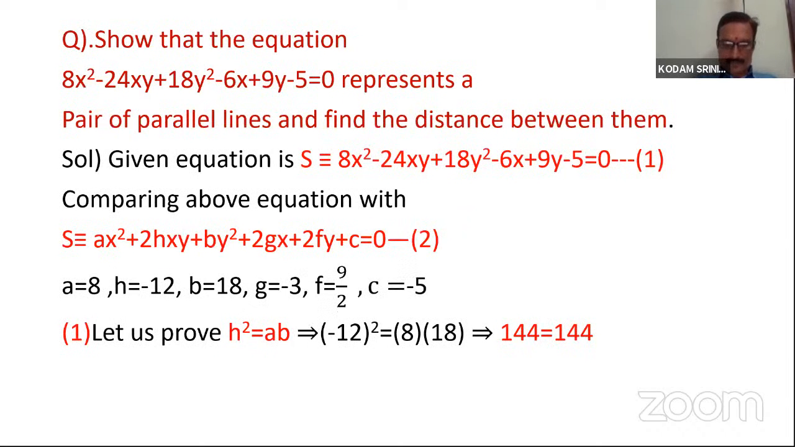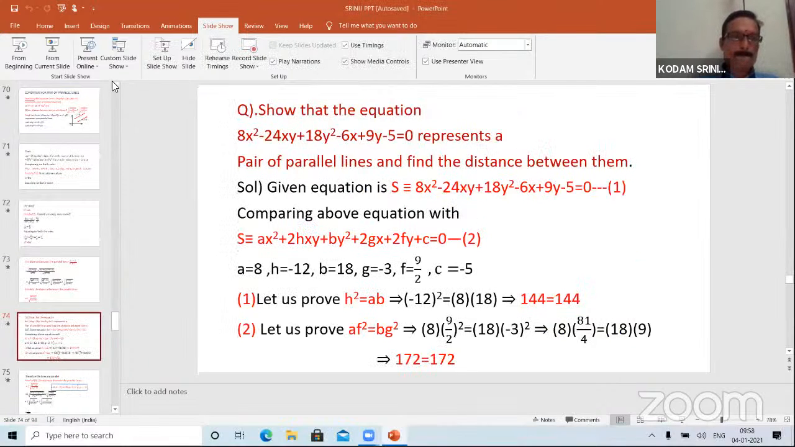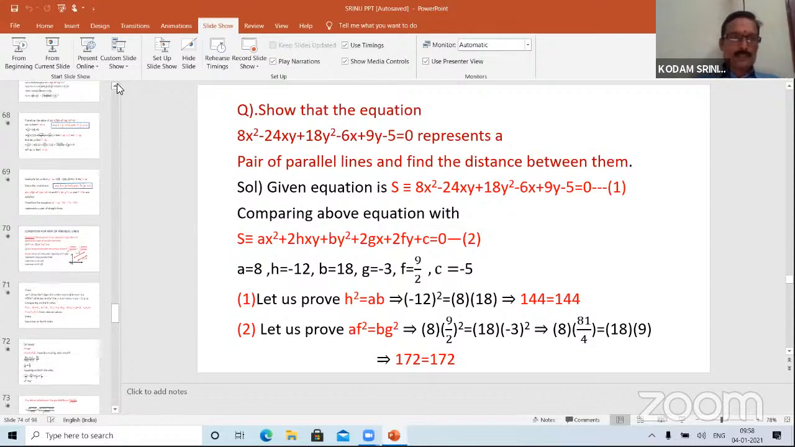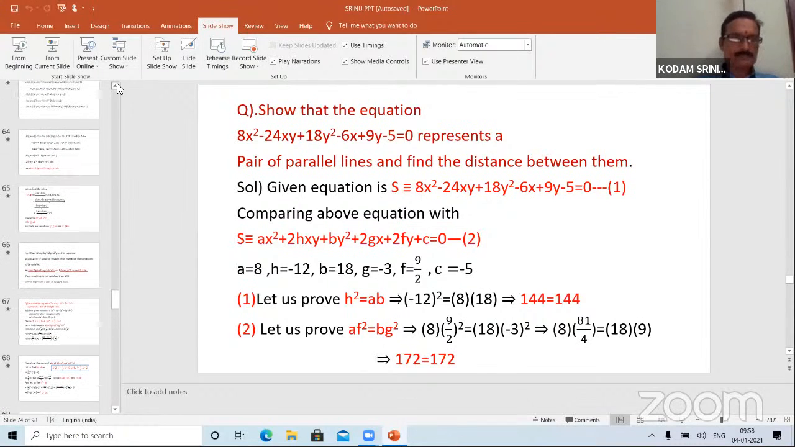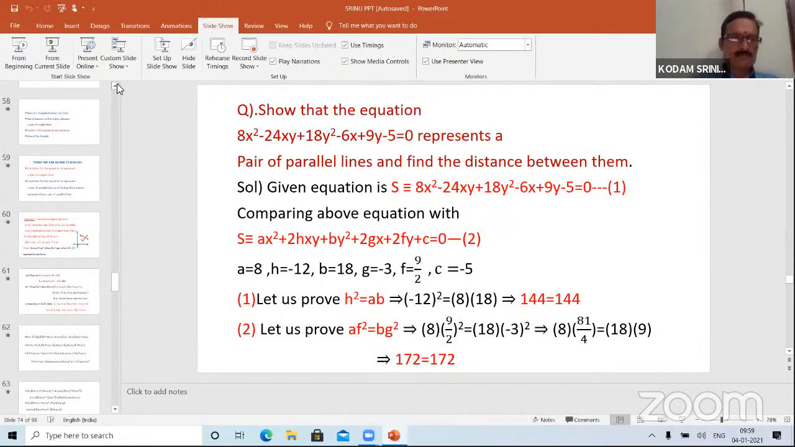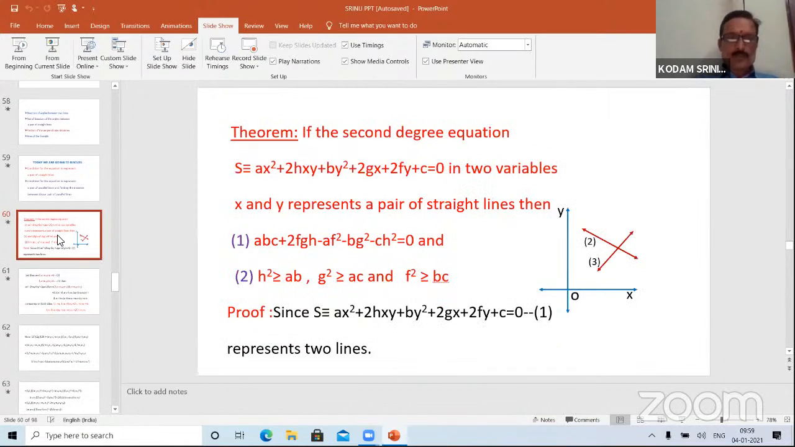So what are those? Just see here. In this session we have discussed that to represent a pair of straight lines, these two conditions should be satisfied: abc plus 2fgh minus af square minus bg square minus ch square equal to 0, and h square greater than or equal to ab, g square greater than or equal to ac and f square greater than or equal to bc.